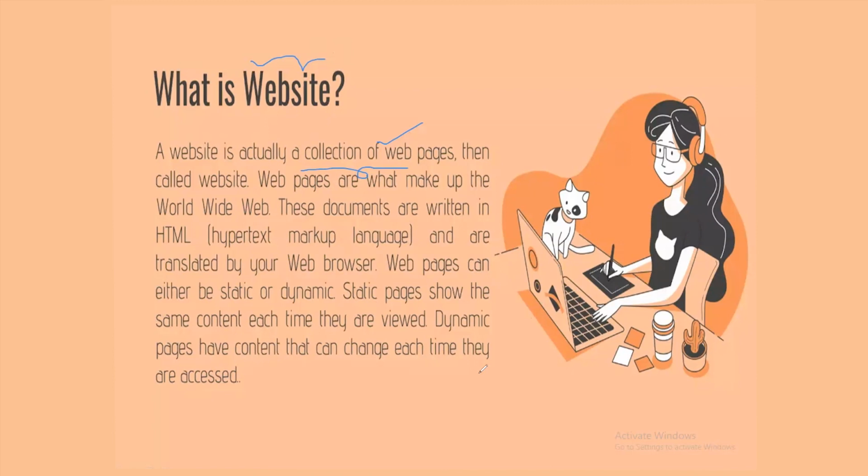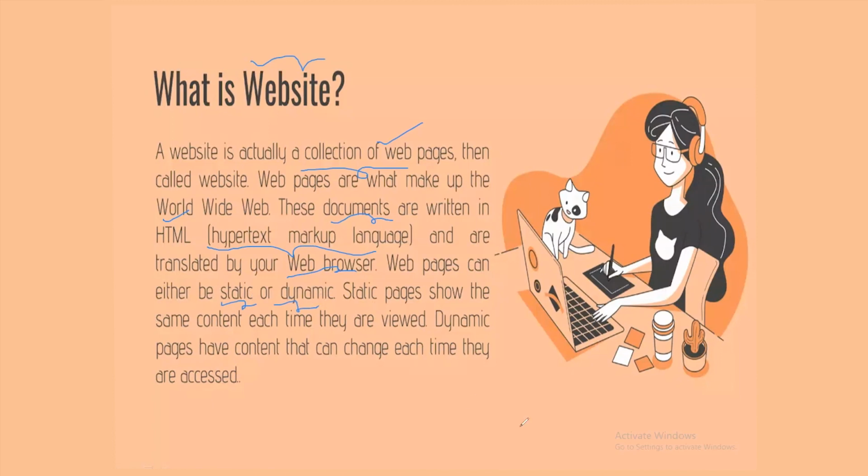Next, these documents, web pages, are written in HTML, hypertext markup language. The full form of HTML is hypertext markup language. And they are translated by our web browser. Web pages can be either static or dynamic. So what is static and dynamic? Static in the sense that the users can perform changes in the website, and dynamic in the sense they cannot perform.